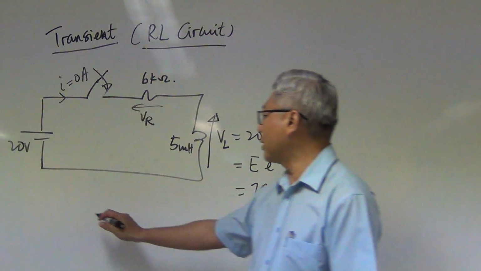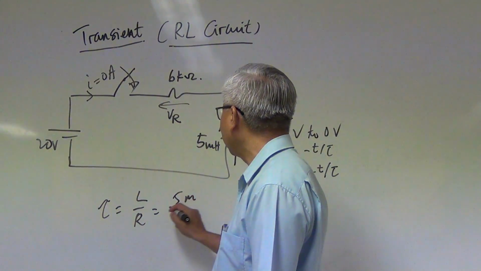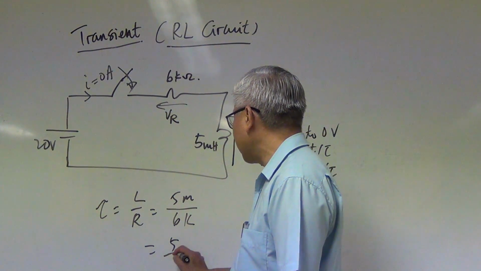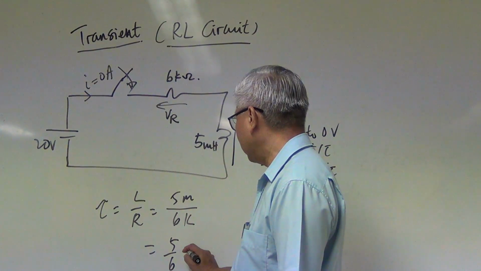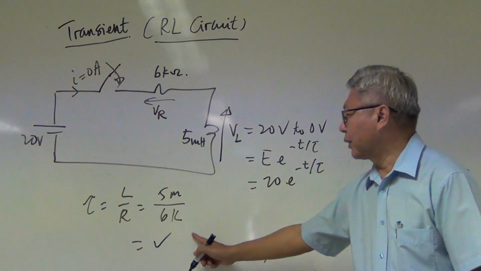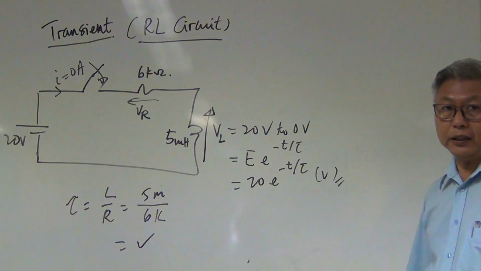Alright? And what is the time constant for this circuit? Time constant is L over R. So it's 5 milli divided by 6K. Right? So that will be 5 over 6, our mathematics will come out. My mathematics is bad. Okay, so then we substitute the value. So that is the expression for my VL.